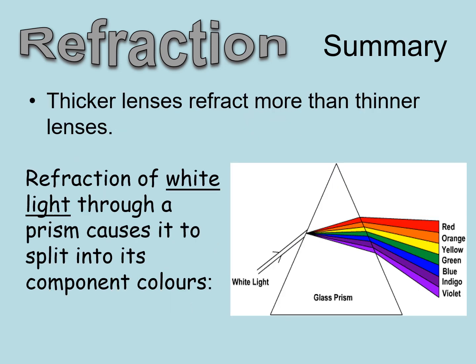Thicker lenses refract more than thinner lenses, as we saw with the convex lenses. The refraction of white light through a prism causes it to split into its color components, and that's how we get rainbows. We have white light refracting through droplets of water, and if we have a look at the glass prism, it's got a very similar shape to a droplet.